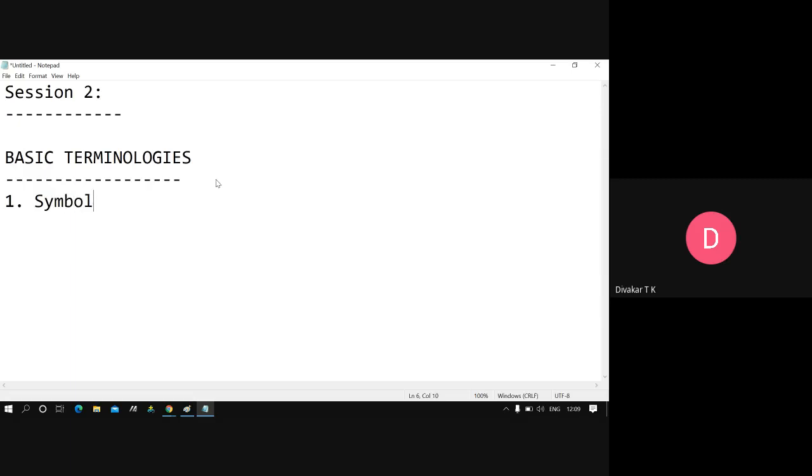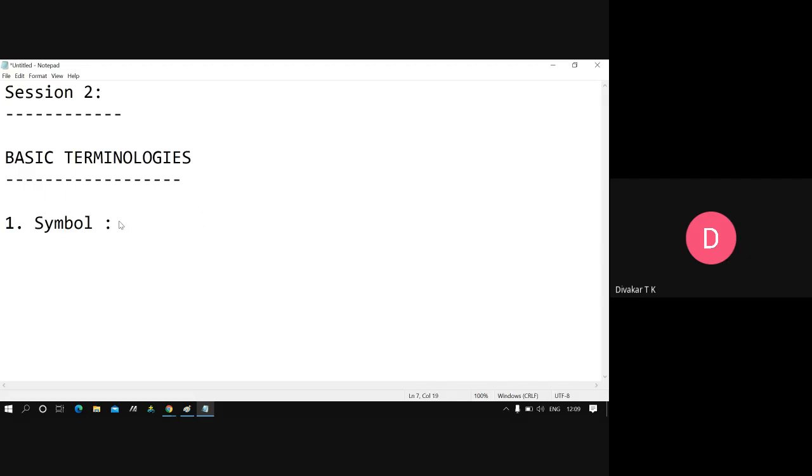Symbol. We know that symbol. What is a symbol in the mathematical way? Special symbols, everyone knows. But here in theory of computation, symbols mean something slightly different. Wait, I'll give an example here.